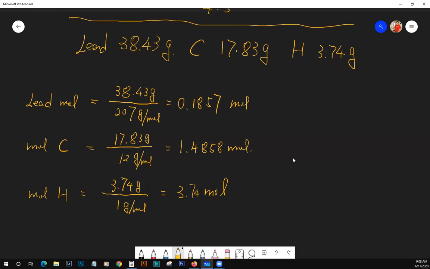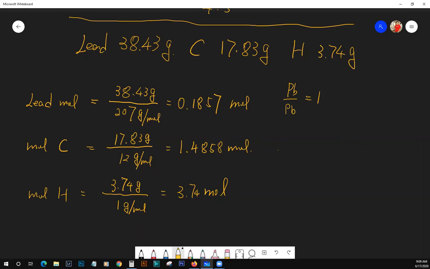Okay, we find the ratios. We find the smallest number. Lead here has the smallest mole number, then everything is going to be divided by the smallest mole number. So the lead, lead is Pb, so let's just write Pb, not the lead. So Pb divided by Pb, that's definitely 1.